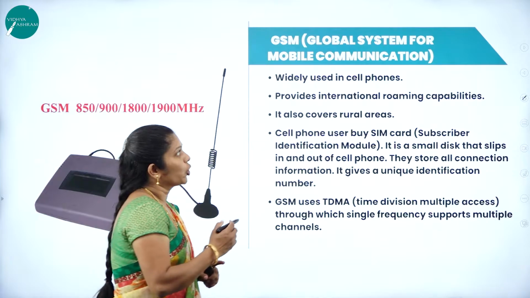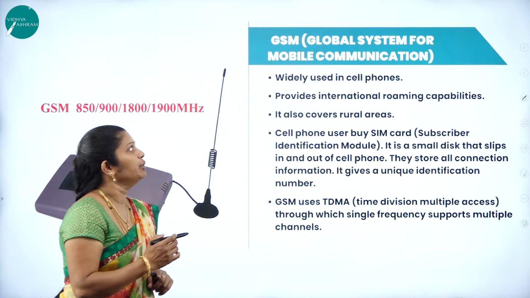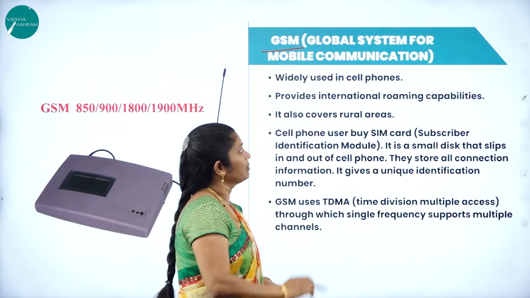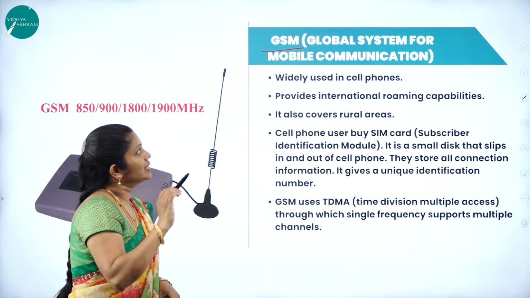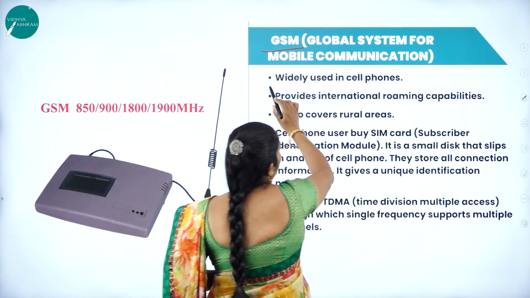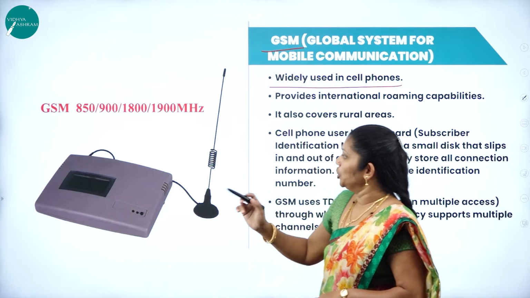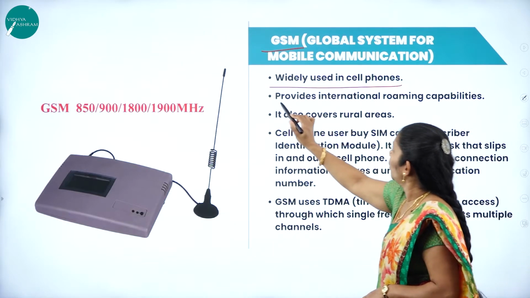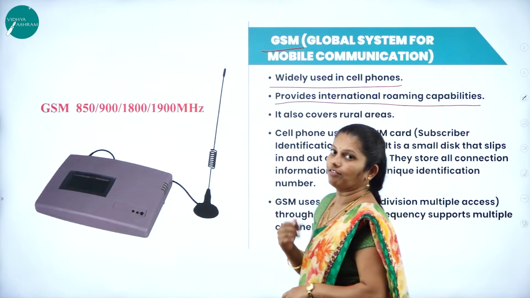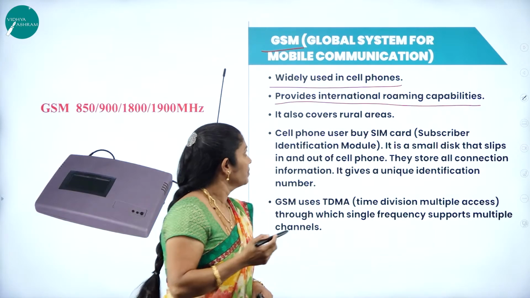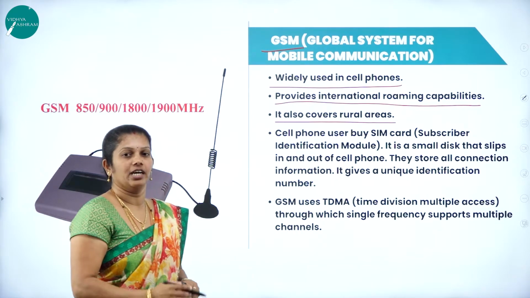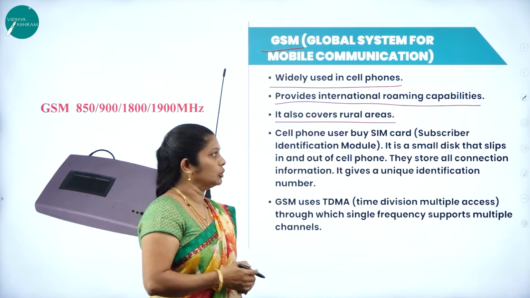Next we will move on to Global System for Mobile Communication, that is GSM. What do you mean by GSM? The expansion is Global System for Mobile Communication. It is widely used in cell phones, and provides international roaming capabilities. For roaming purposes, we are using this. It also covers rural areas.